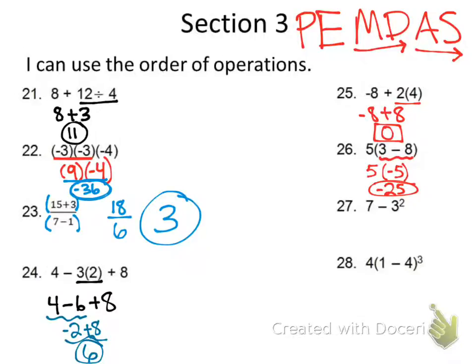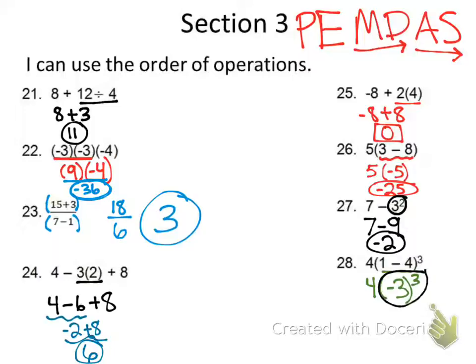All right, 27. 3 squared. Yeah, that's 9. Good. So I have 7 minus 9. Negative 2. Phenomenal. Last one, 1 minus 4. Negative 3. All right, yes, correct. Exponents before multiplying.